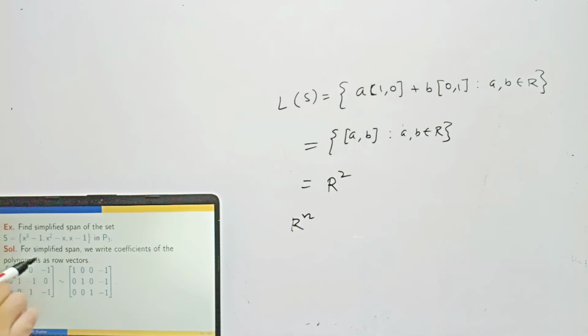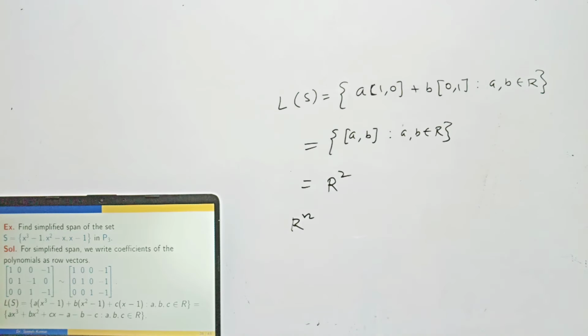In polynomials, what to do? Write their coefficients. For example, here the first polynomial is x power 3 minus 1. So what are the coefficients? For x power 3, 1; x square and x are missing, so write 0 for them. Same way for the second and third polynomials. After that, find its RREF and then write the linear span. That would be the simplified span.